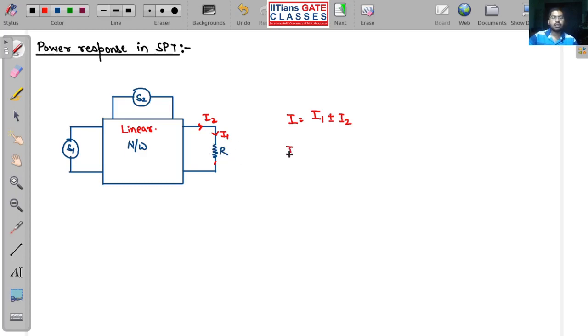It will be what? I square R. Now I should have written it like I square Z. Okay, impedance I should have written, but it's fine. I can write it I square R also, then I can generalize in terms of impedance. So power total will be what? Power total is I square R, where I is I1 plus minus I2, whole square, R.